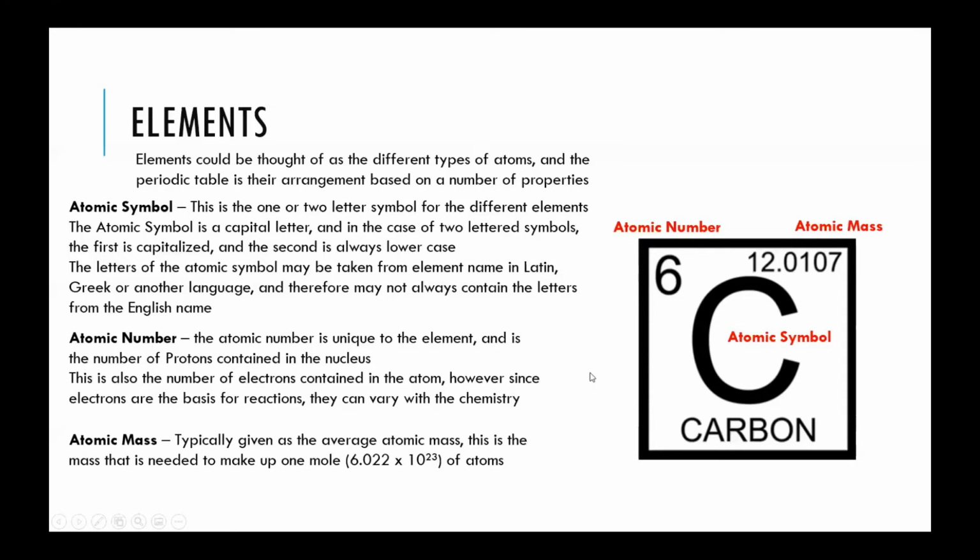The last value typically on a periodic table is the atomic mass, or the average atomic mass. This is the number in grams that is needed to make up 1 mole of atoms. And 1 mole is just 6.022 times 10 to the 23rd. That is, a mole is the name of a number. Just like 1 dozen is 12, 1 mole is 6.022 times 10 to the 23rd.